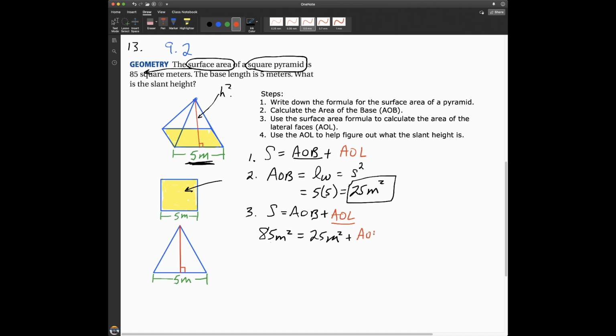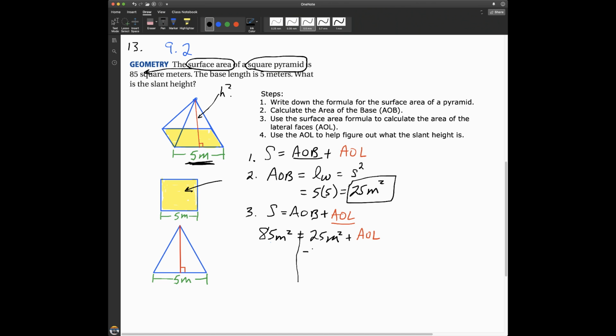And here's the mistake I made before. In my calculations, there are 4 lateral faces because this is a square pyramid. And in the previous video, I had used 3, and that was not correct. So I apologize for that. But you guys know me, I make mistakes all the time. This is how I learn.